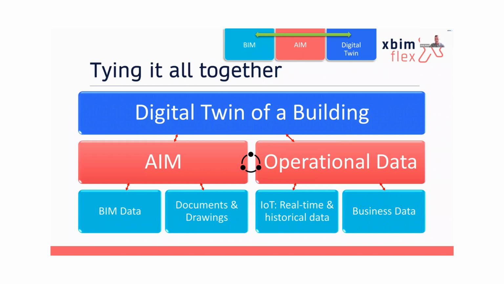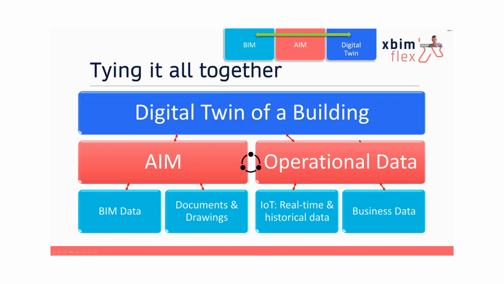So, tying it all together, my view of digital twins, or buildings at least, is that there are two main aspects to them that need to work together in concert. There's an asset information model and there's operational data. And asset information models typically are, nice thing, if you've got a BIM model, they can reuse that. But also in theory, you can build an asset information model from scratch without a BIM.